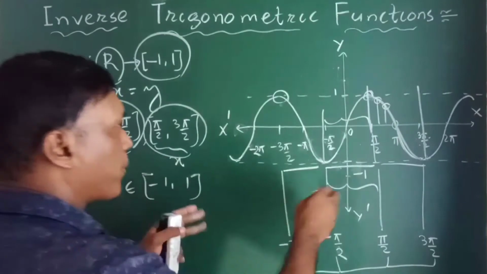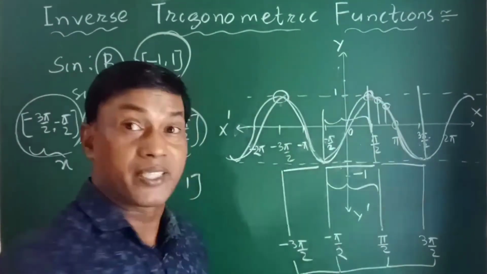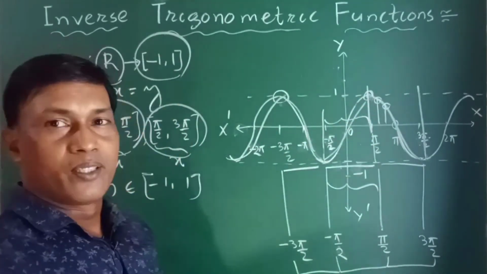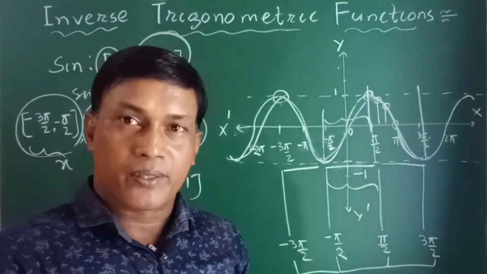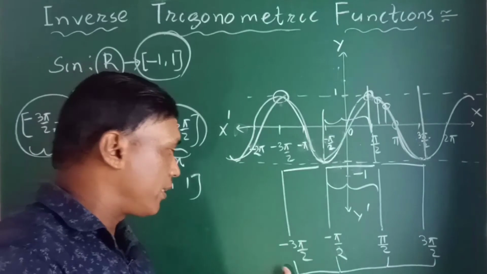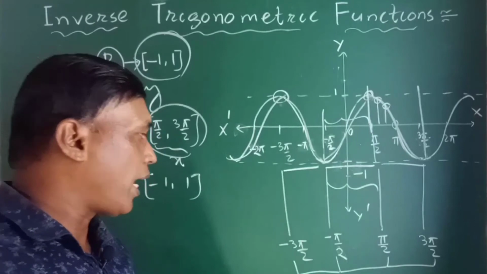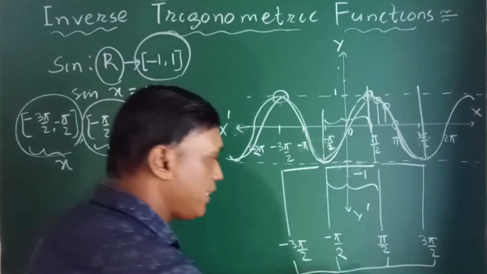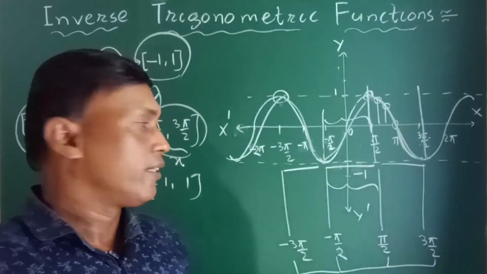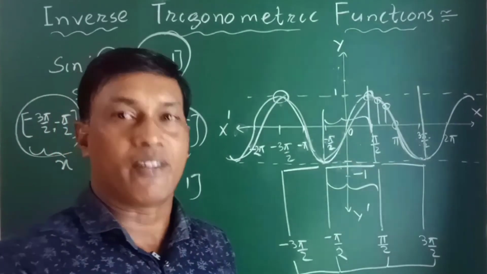So there are different branches. Look at here, this is one branch, this is another branch. These are the different branches and in these branches sine is bijective. And for sine inverse we have to choose one interval. In every interval sine inverse exists, but we are generally taking this interval, minus pi by 2 to pi by 2, as the domain of the sine function for its inverse.